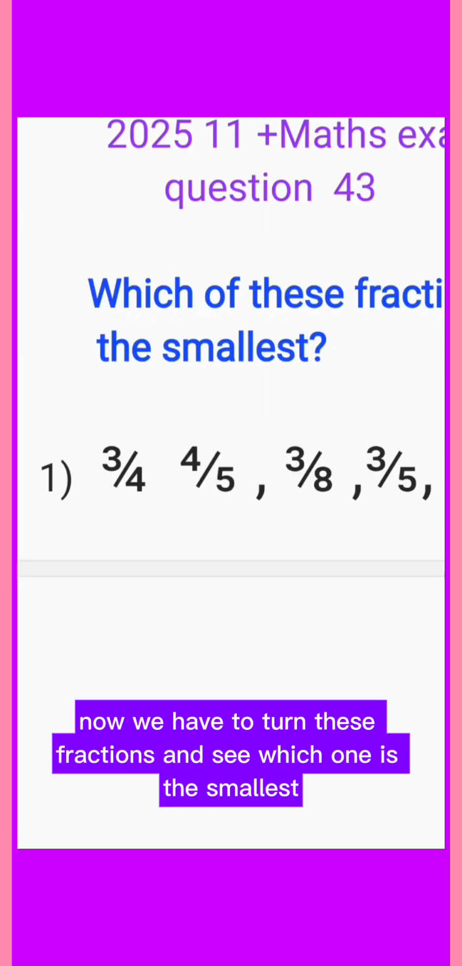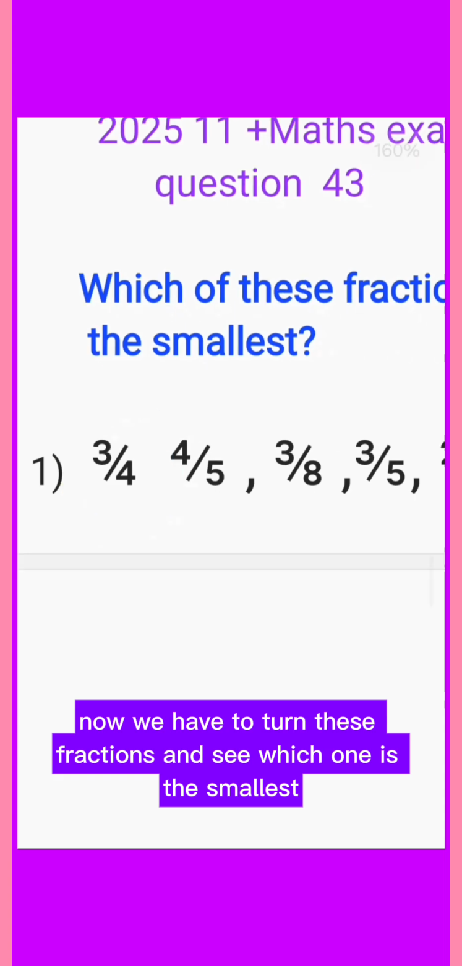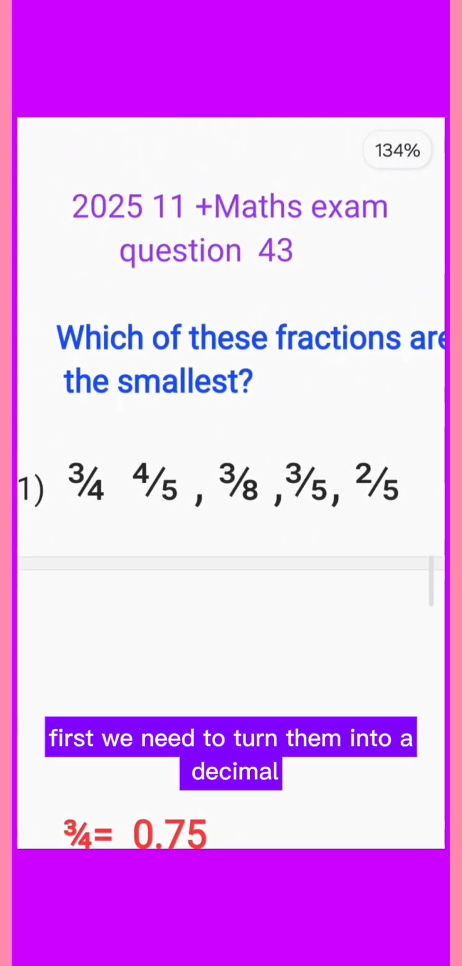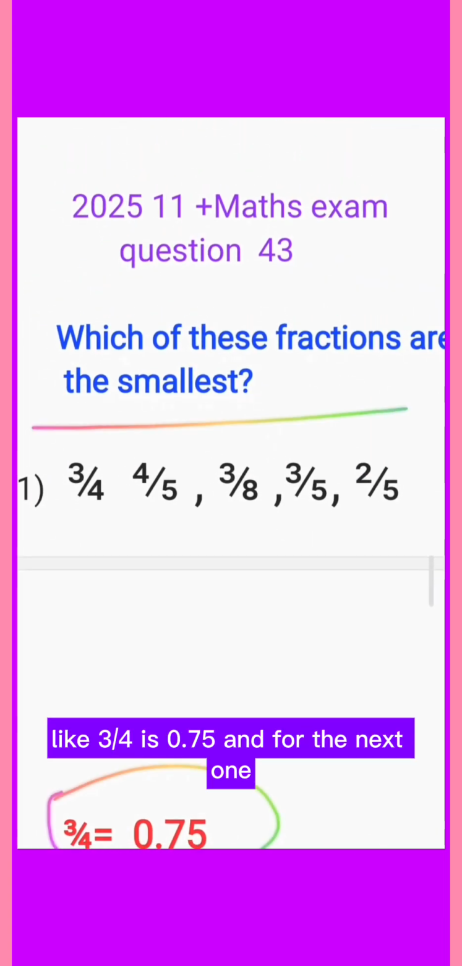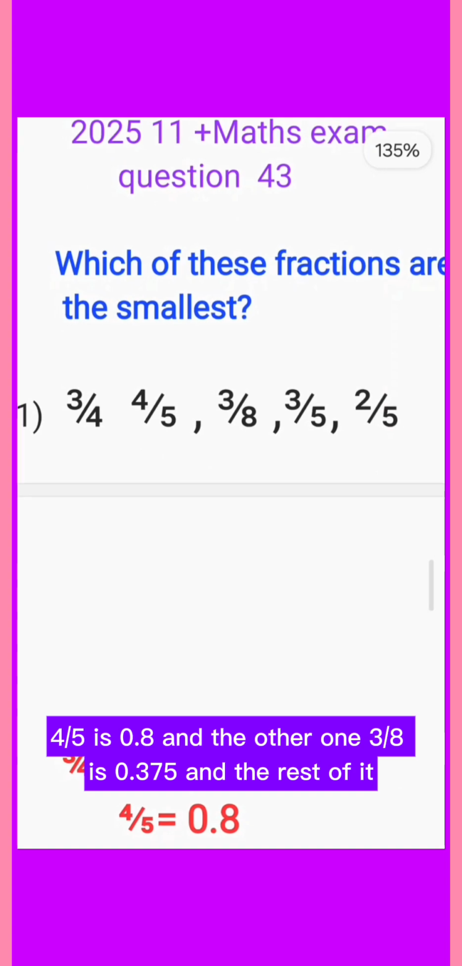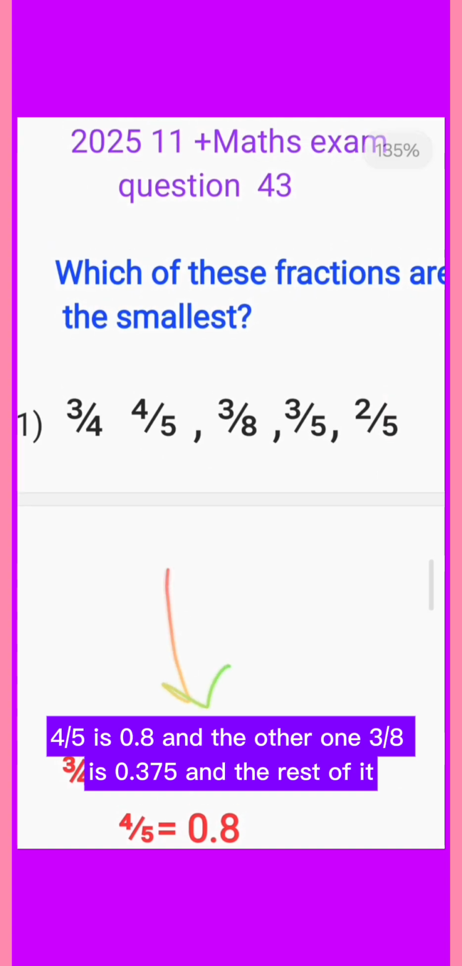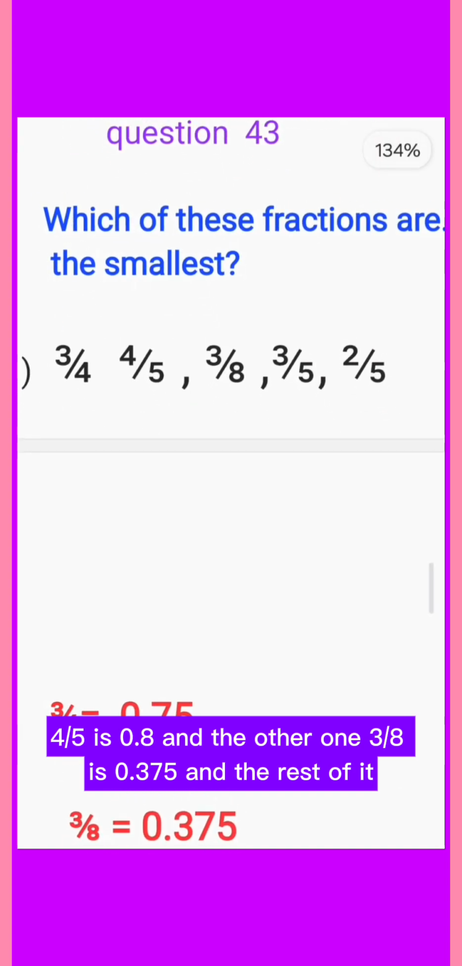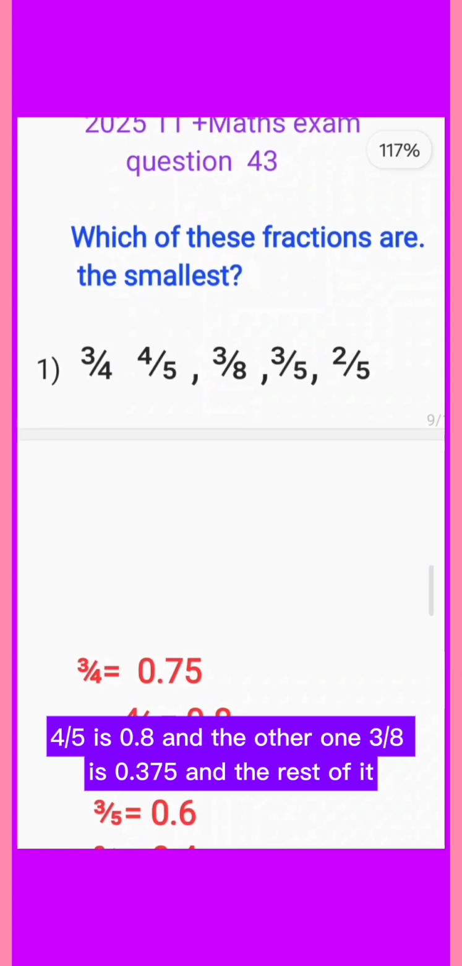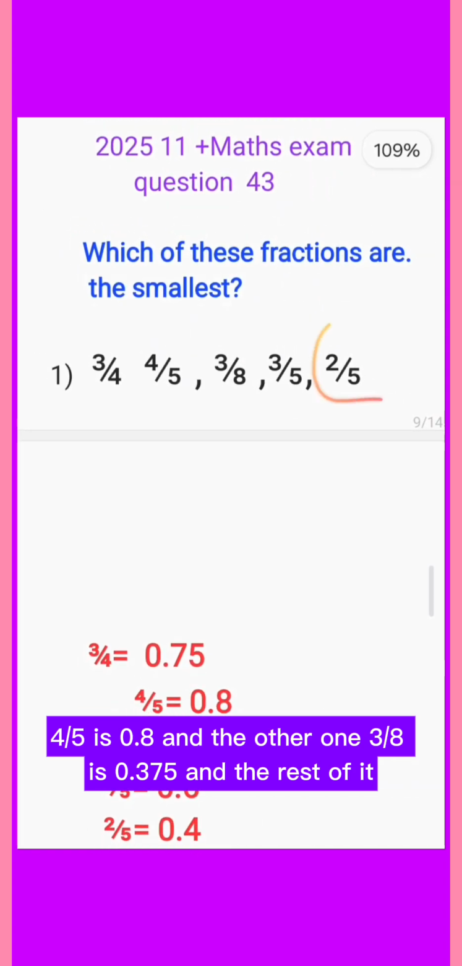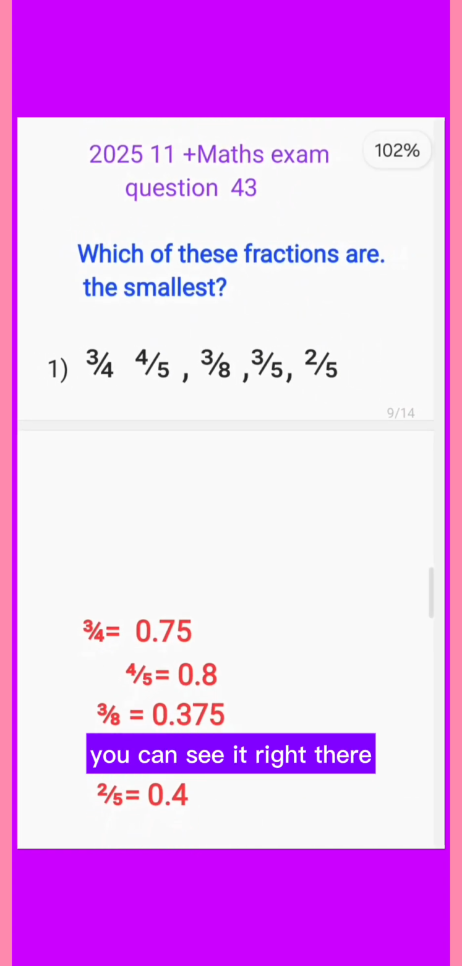Now we have to turn these fractions into decimals and see which one is the smallest. But first we need to turn them into a decimal, like 3/4 is 0.75. And for the next one, 4/5 is 0.8. And the other one, 3/8, is 0.375. And the rest of it, you can see it right there.